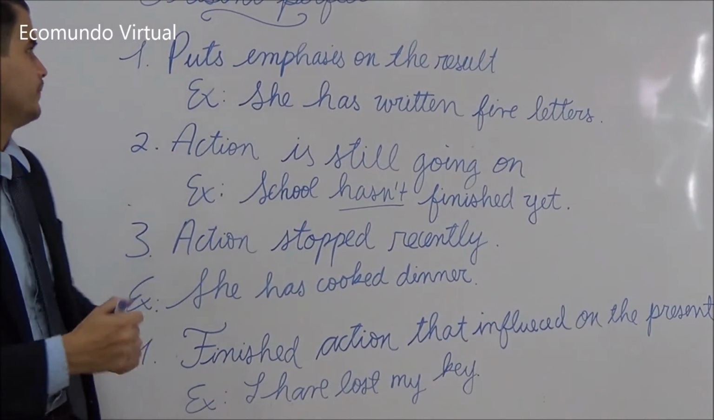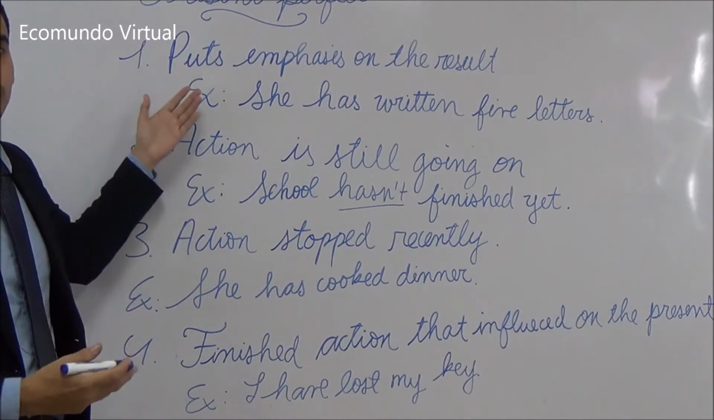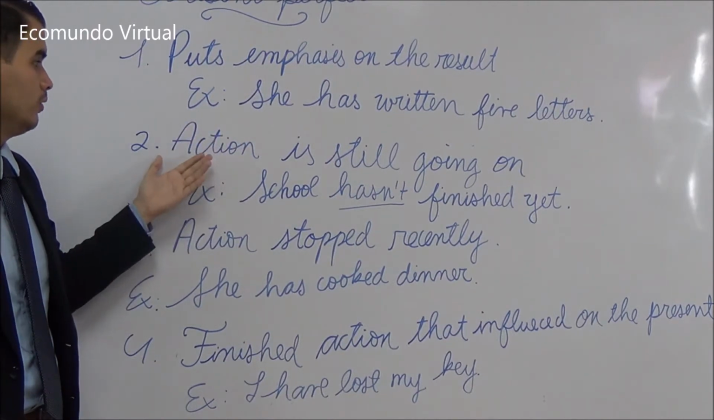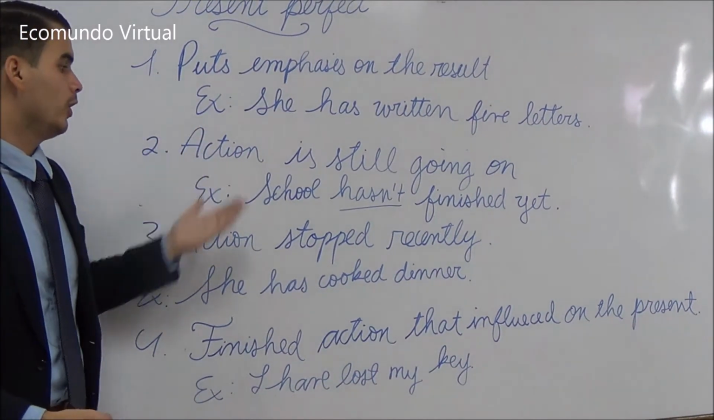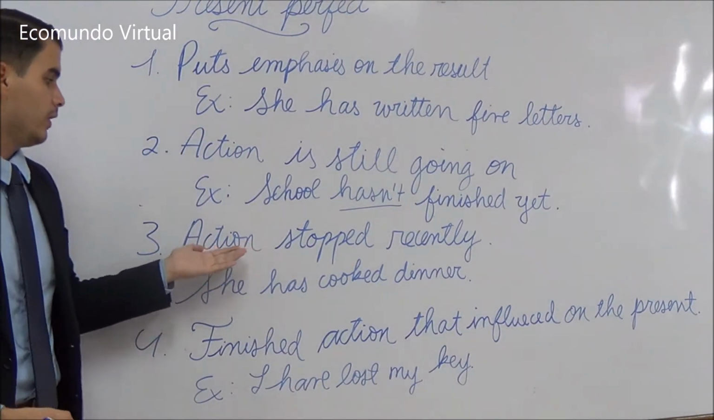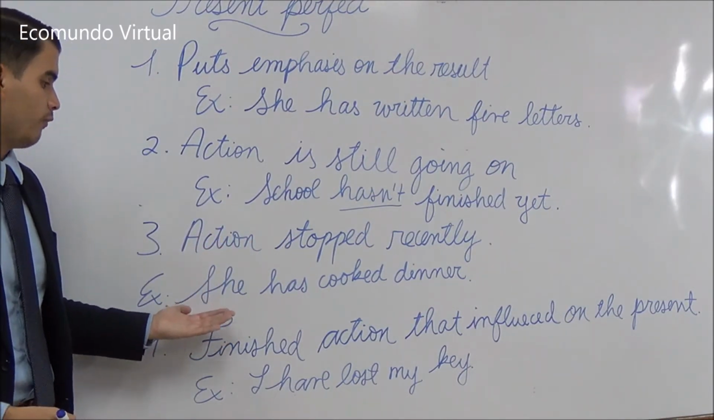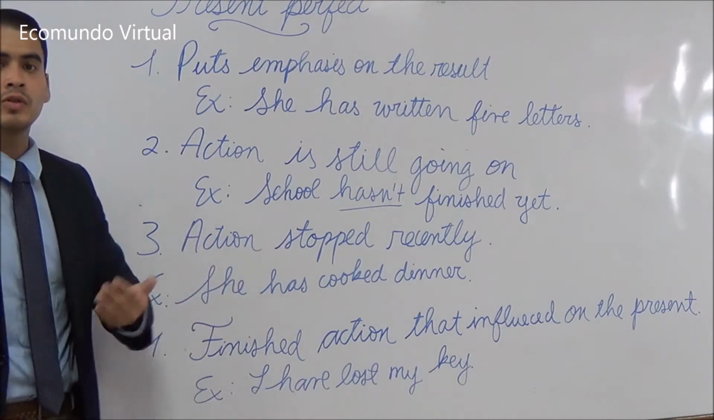Let's repeat it. Number 1, the present perfect puts emphasis on the result. Number 2, the action is still going on. Number 3, the action stopped recently. And the final one, a finished action that influenced on the present.